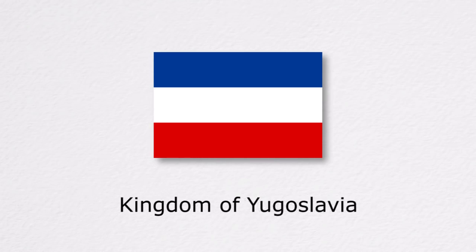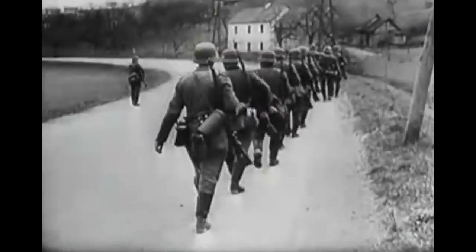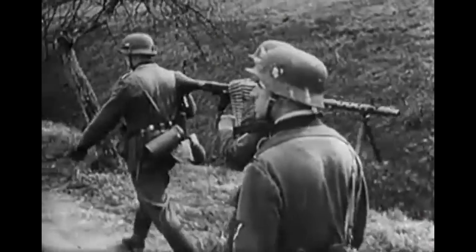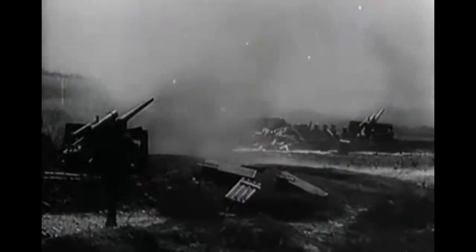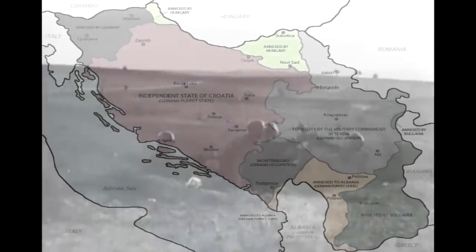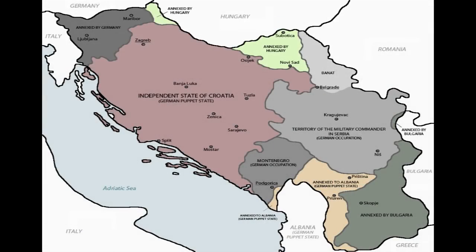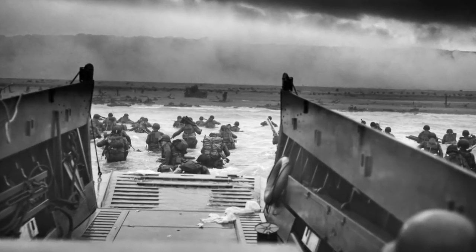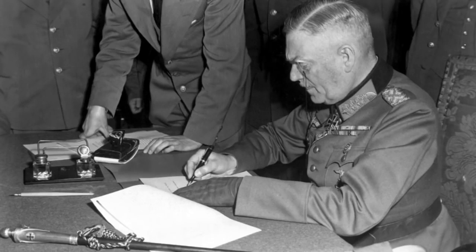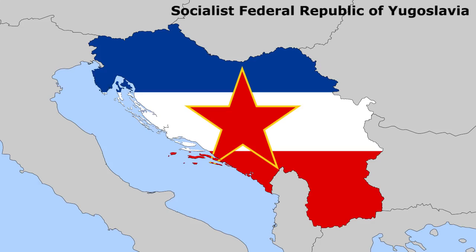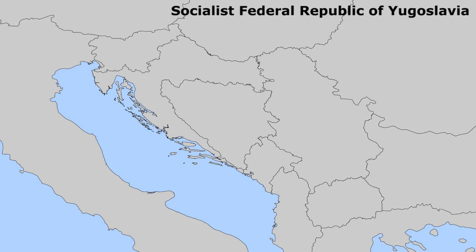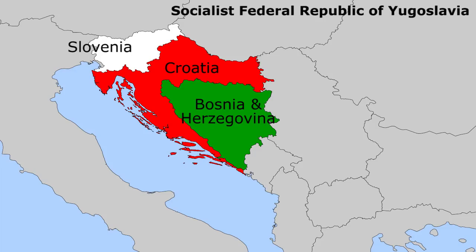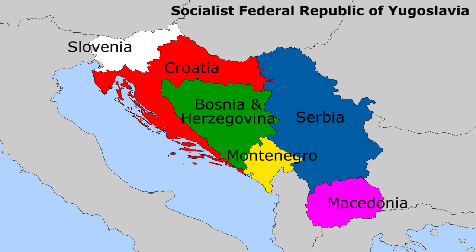This lasted until about 1941, when Yugoslavia was occupied by the Axis powers of Nazi Germany and Fascist Italy during World War II. The Axis powers installed their own puppet governments, which effectively ended the Kingdom of Yugoslavia. In 1945, after the Allied victory in World War II, Yugoslavia was re-established, this time as a socialist state, a federation of 6 republics: Slovenia, Croatia, Bosnia and Herzegovina, Serbia, Montenegro and Macedonia.